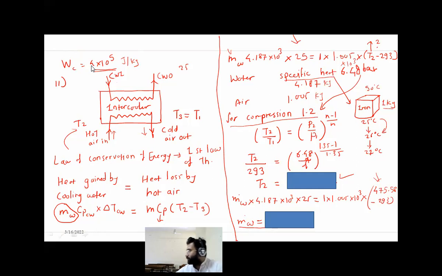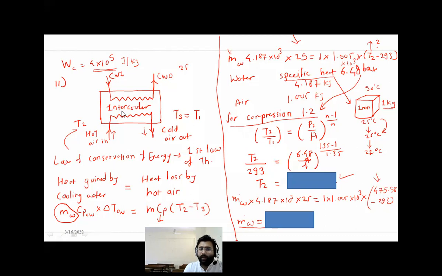Show me. You are getting 4 into 10 to power 5 approximately. How much you got? Kilojoule per kg. Or you can say 4 into 10 to power 5. Or you can say 0.4 megajoule per kg. Anything you want. Okay, so I hope everybody got the same answer.